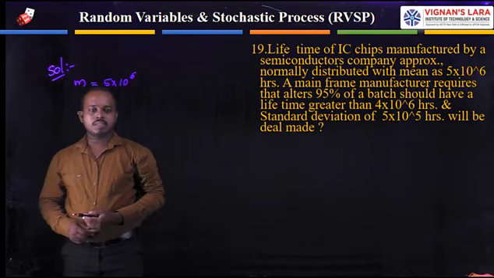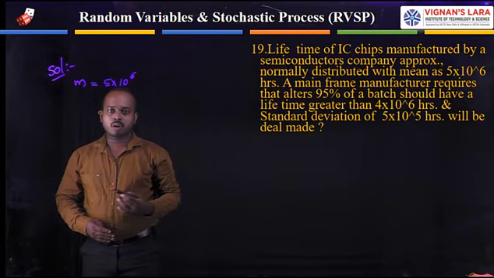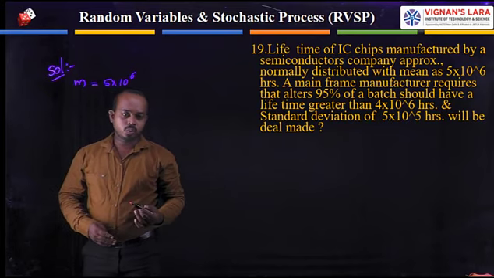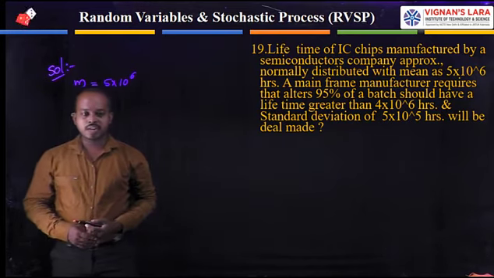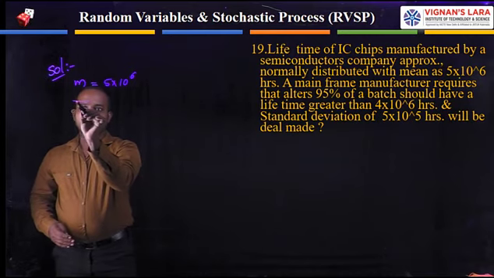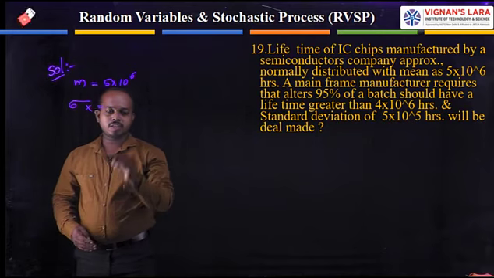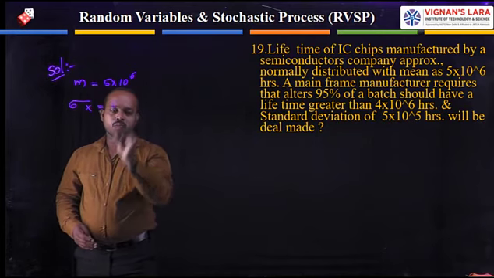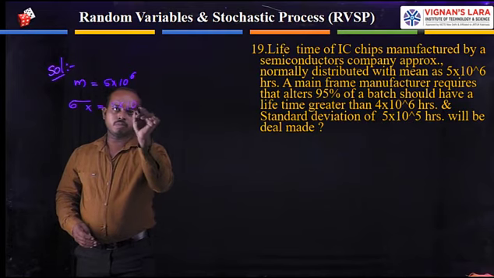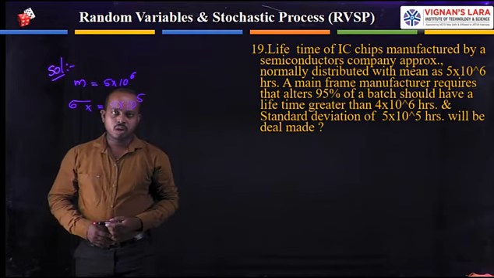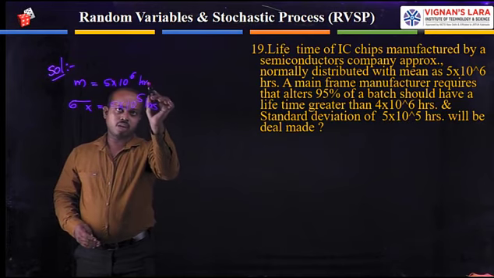And the second quantity is that you need to find the probability of being greater than 4 into 10 power 6 hours. He has also given the standard deviation. The standard deviation we represent as sigma x, which is equal to 5 into 10 power 5 hours. Here each and every parameter is given in hours.